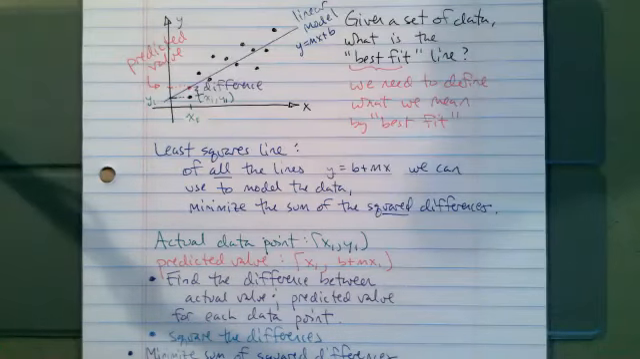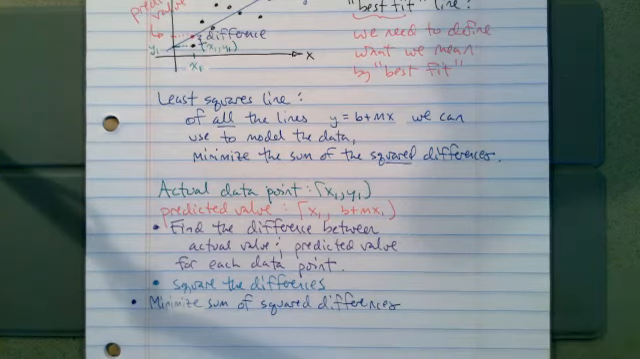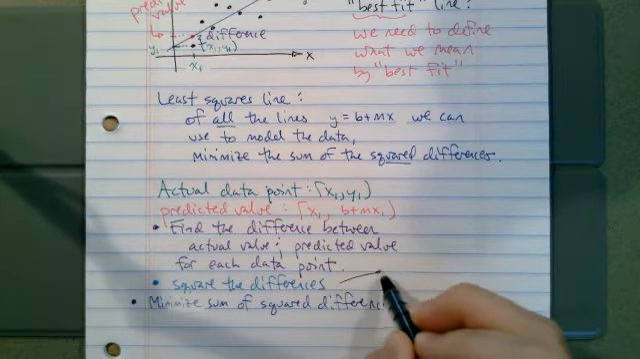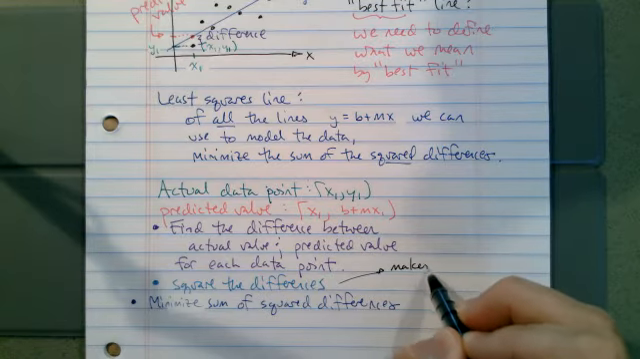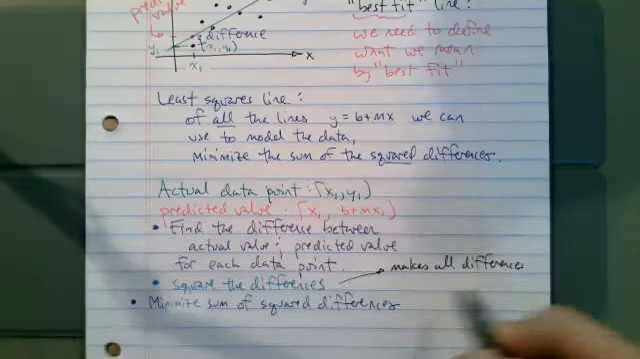So if we square the differences, now all the differences are positive. And so now we're not going to be able to balance things out with an average, because once again, averages are terrible and we should try to avoid them all the time. So we want to square the differences. This makes all the differences positive. So now minimizing the sum means something.